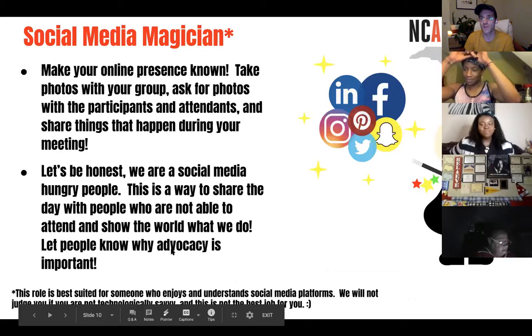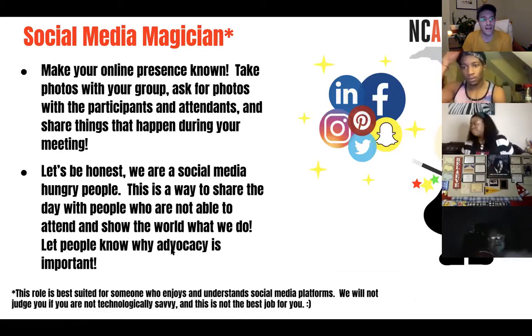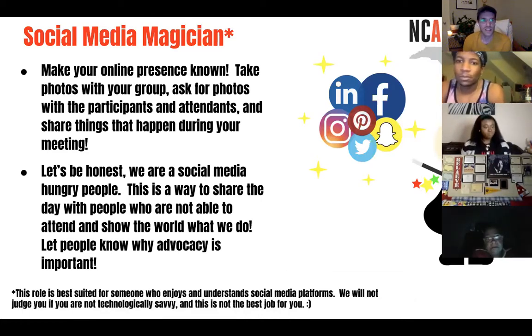Our final special role for advocacy is our social media magician. This is simply to make our online presence known by taking photos of your group, asking for photos with representatives or participants of whatever event you do, and sharing things that happen during your meeting with the virtual world. Because we are social media hungry people. And more than that, just to document things, it's also important for folks who may not be able to attend an event or may not be able to get time off to be actively engaged in your event, to share with them what's going on and keep them in the loop, and let people know why advocacy is really important.